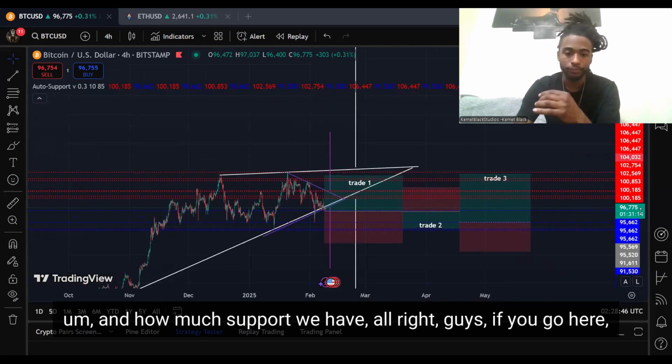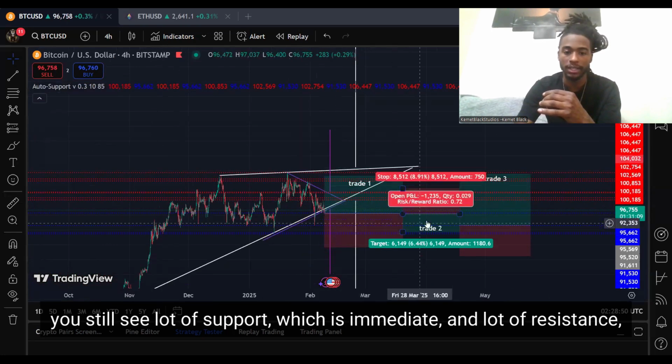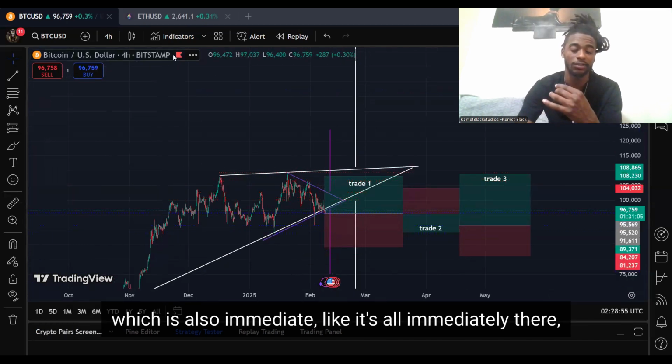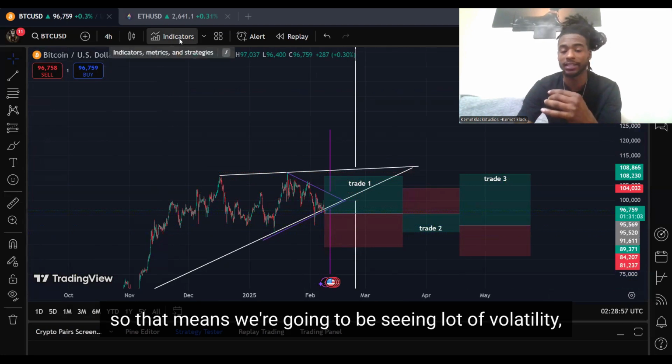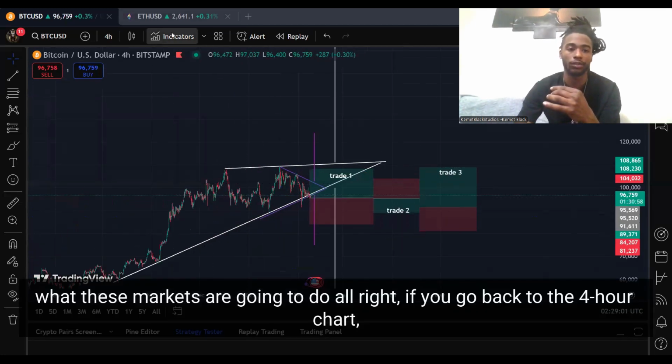If you go here, you still see a lot of support, which is immediate, and a lot of resistance, which is also immediate. It's all immediately there. So that means we're going to be seeing a lot of volatility, which means it's going to be very hard to predict what these markets are going to do.